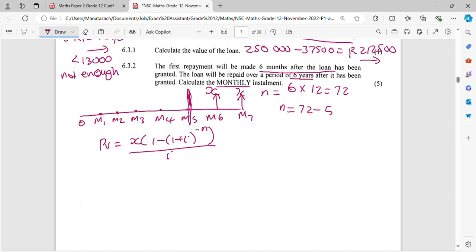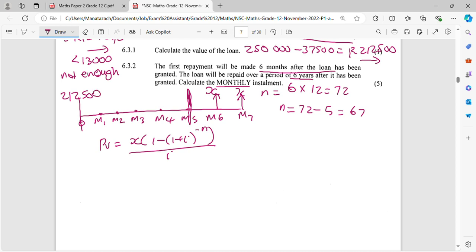That means the first 5 months, because you only pay at the end of the month, which he paid on the end of the 6th month. So basically our n is going to be 72 minus 5. How much will that be? That puts us at 67 payments that he will be making. He'll be making 67 X payments. But now we still have to find the present value at month number 5. We know the value of the loan. We calculated it in the previous question. It was sitting at 212,500.